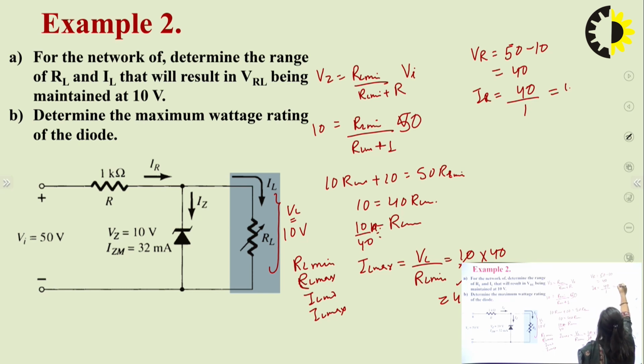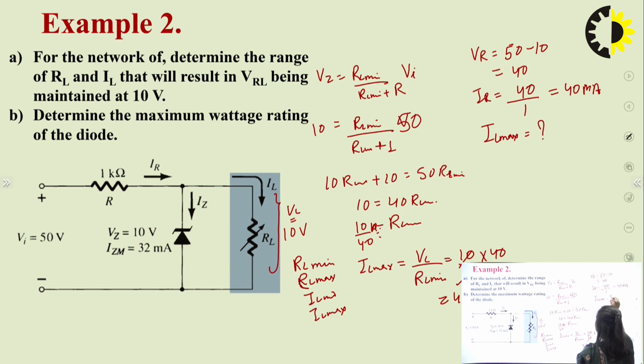Okay, so here it must be equal to 50 minus 50 is given, and here 10 is given. So 40. Resistance is given 1 kilo ohm, so this is 50 milliampere. IR is this much. So now we can calculate the value of IL max.